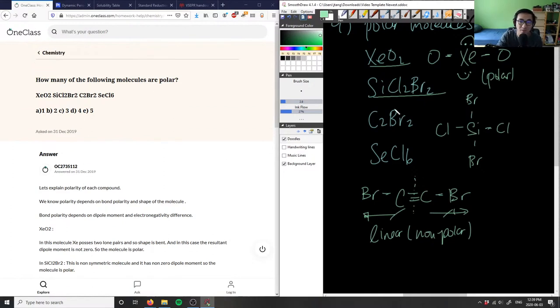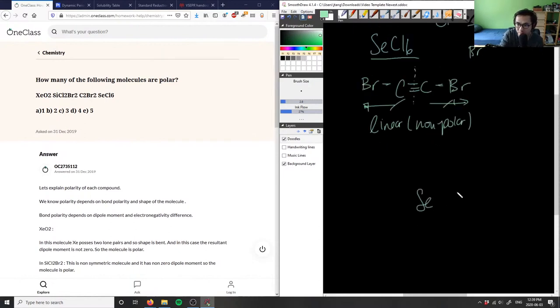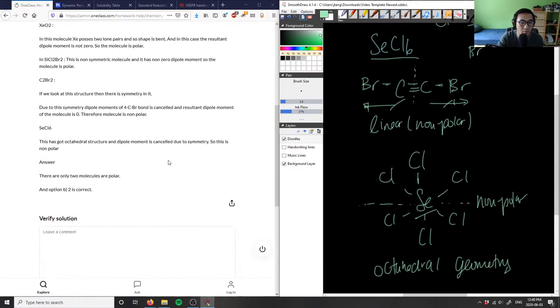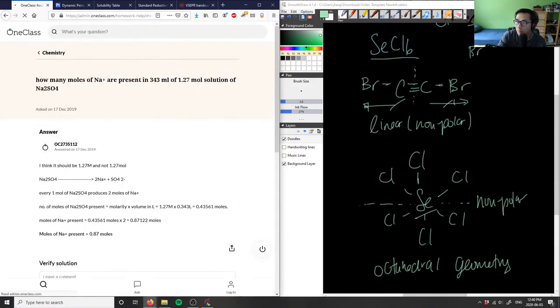And then finally, I have SeCl6. This is going to be selenium in the middle, bonded to chlorine, chlorine, chlorine, chlorine, and chlorine. So I have six chlorines, six guys here. This is going to give me an octahedral geometry, because selenium can hybridize to form six bonds. And this is going to be nonpolar as well because the dipole moments all cancel. As you can see, I can draw a line of symmetry right down the middle, and the upper dipoles are going to cancel with the lower dipoles. So this is also nonpolar. So the solution is correct. Good analysis.